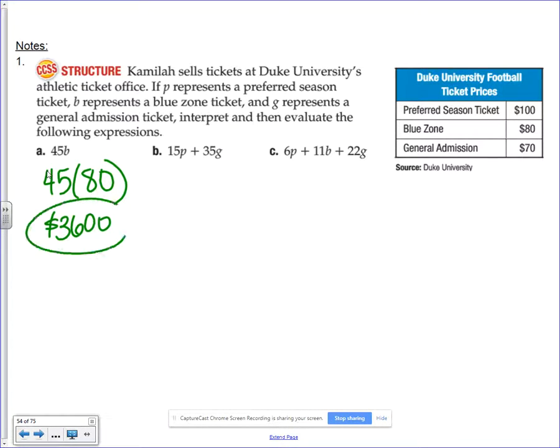$3,600. Everybody following along? Okay, explain to me what 15P plus 35G means. Did everybody hear Trevor there? Does that make sense? Yes? Okay, now I need to evaluate it. What would you do to evaluate this thing? So that's my preferred ticket price. That's a pretty expensive ticket. Times what? Okay, so how much would she be collecting from this group?